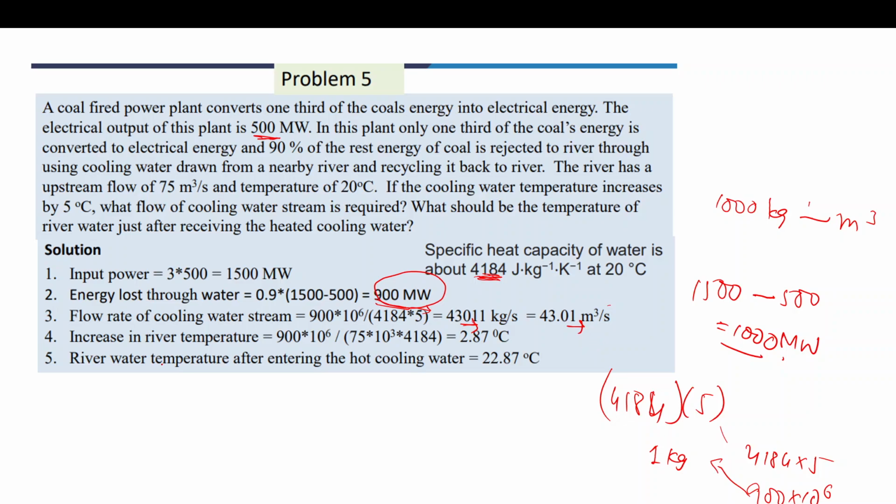Now the increase in the river temperature: if you supply the same heat directly to the river, which has a flow of 75 meter cube, the rise will be about 2 degrees, and so the final temperature, adding to 20, is 22.87.